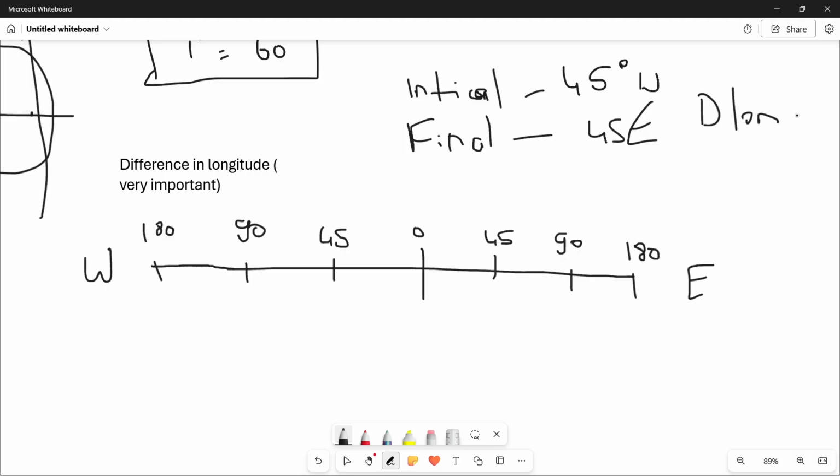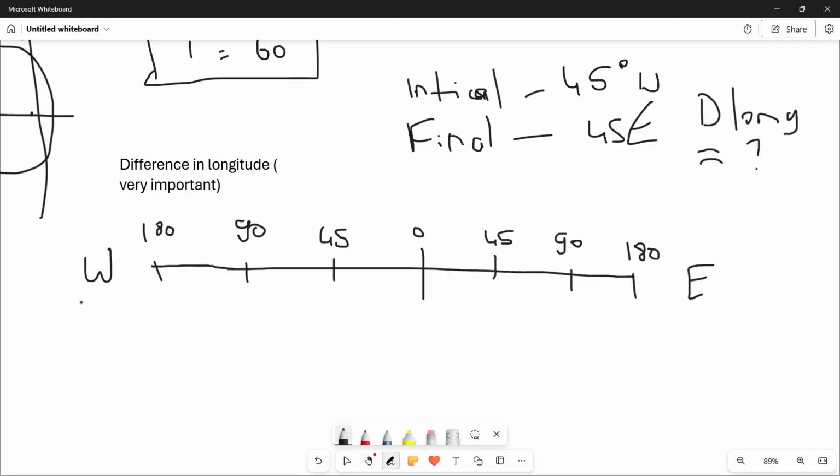So before getting into the solution, I want you all to take a piece of paper and make a table like this, which is shown, and cut it out and join 180 east to 180 west in a circular pattern, and try to solve these questions. In this question we are given that the initial position was 45 west.